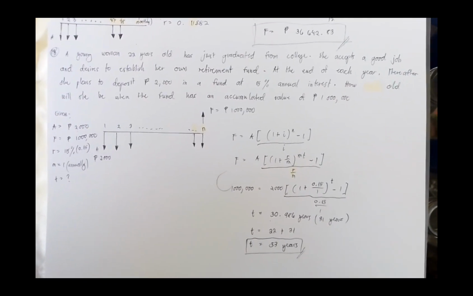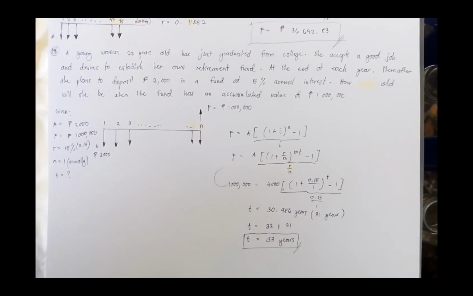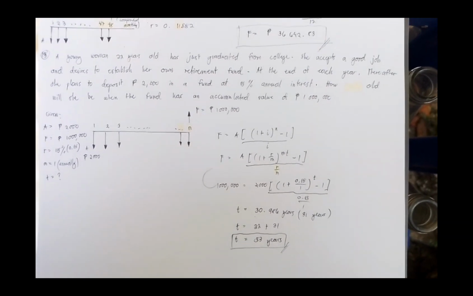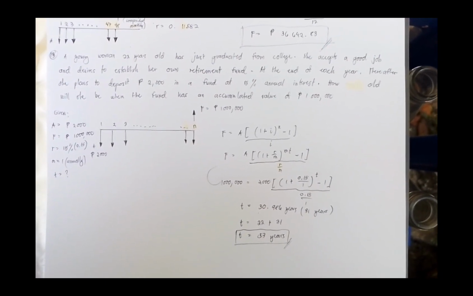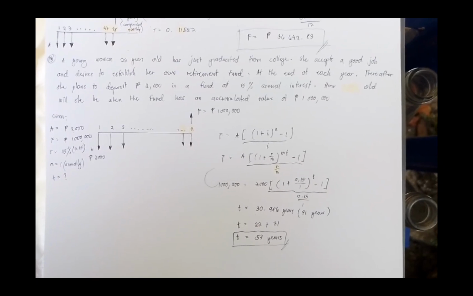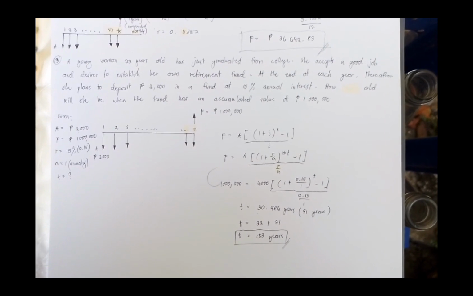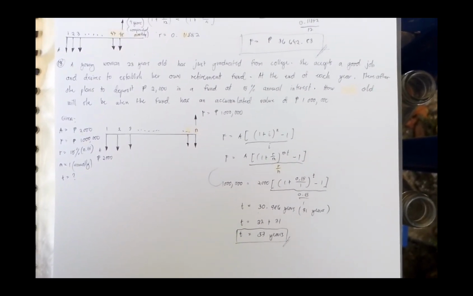So a young woman, 22 years old, has just graduated from college. She accepts a good job and desires to establish her own retirement fund. At the end of each year thereafter, she plans to deposit 2,000 pesos in a fund at 15% annual interest. How old will she be when the fund has an accumulated value of 1 million pesos?